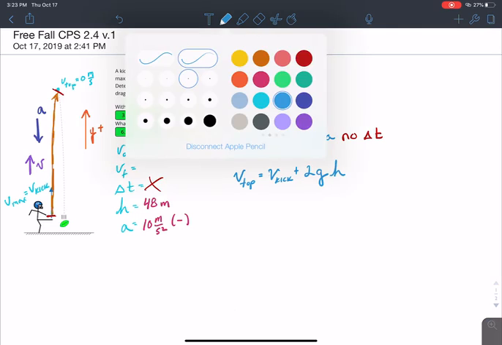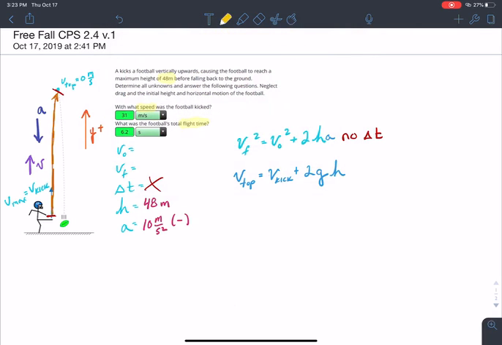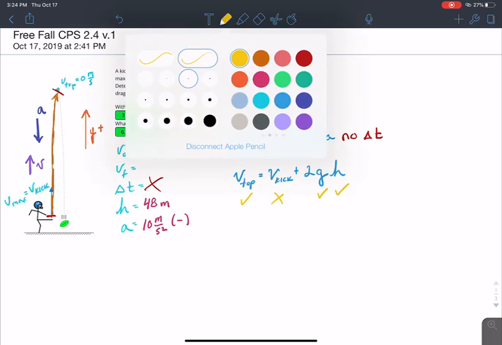Now let's check. Do we have all this stuff? Do we have a v top? Well, we know that's going to be 0. Check. Do we have v kick? No. That's what we're actually solving for here. We do not have that. We know 2 is a constant. Do we have g? Absolutely. And this time we do have the height. So 3 checks, only 1 x. I can move forward and solve this. So let's go and do that.